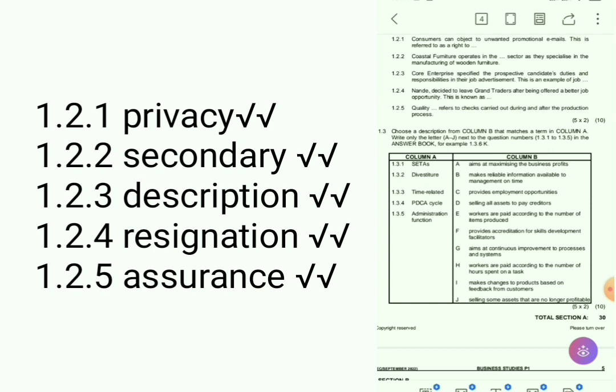1.3.1, let's go. CETA. Which one is CETA? Let's check all of them. Provides employment opportunities, selling all assets to pay creditors, workers are paid according to number of items produced, provides accreditation for skills development facilitator. It's F. Number 1.3.1 is F. 1.3.2 divestiture. It's actually this one, I actually crammed it. It's selling off assets that are no longer profitable. It's J.